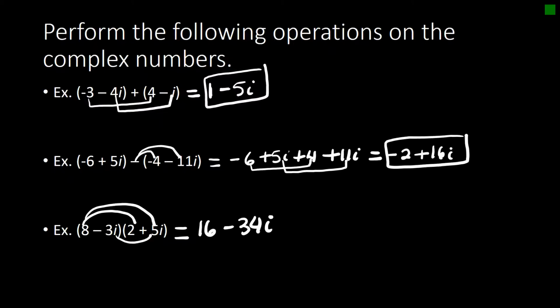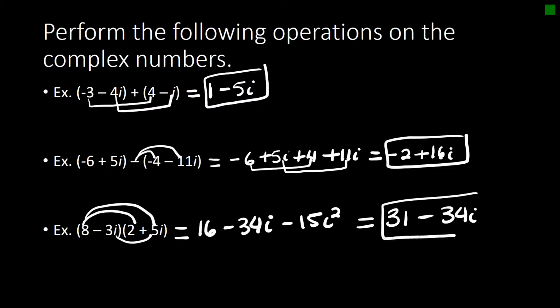And then we have minus 15i squared. Remember, i squared is negative 1. It's going to make this positive 15. And 15 plus 16 is 31. And we have our 34i.